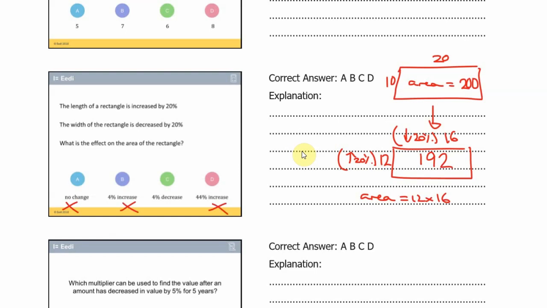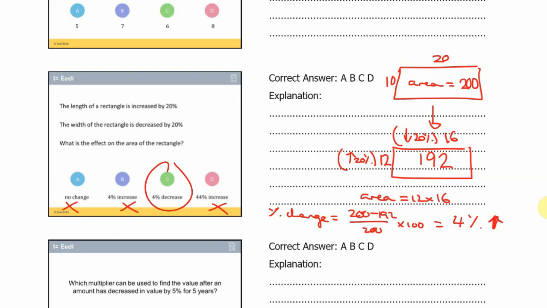Let's just double check that it is a 4% decrease. So to find the percentage change, we need to find the change, divide it by the original, and times it by 100. So that's 8 divided by 200 times 100. And that gives me 4%, and it's a 4% decrease. This would work if you increase this by 20% and decrease that by 20%. Try it out. You'd get 8 and 24, and 8 times 24 is 192. So it works no matter which side, and you can try it with any numbers you want. It's going to work exactly the same.